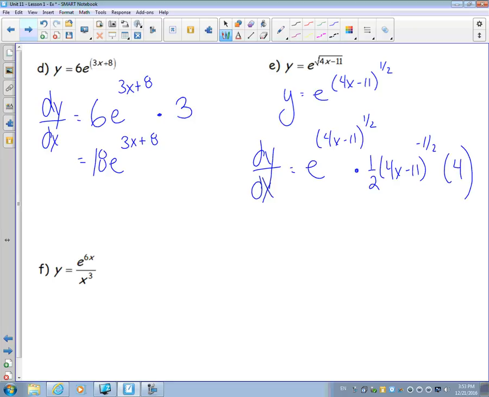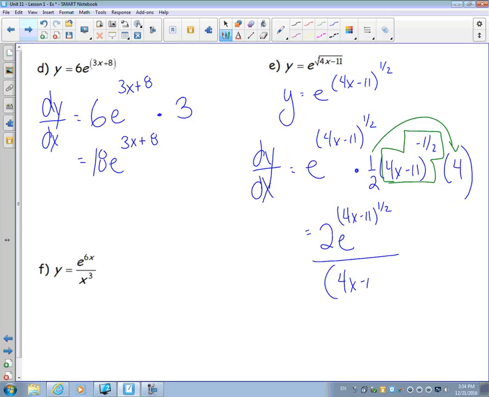So we got all kinds of mess here. So how could we rewrite this if we wanted to? Well, 1/2 times 4 is going to make the number 2. So we can write this as 2e to the (4x minus 11) to the half. And we also notice that this piece right here has a negative exponent on it, which means I can move it to the bottom if I wanted to. So all over (4x minus 11) to the half. Or, if you don't want to use halves, you can put those back as root signs.